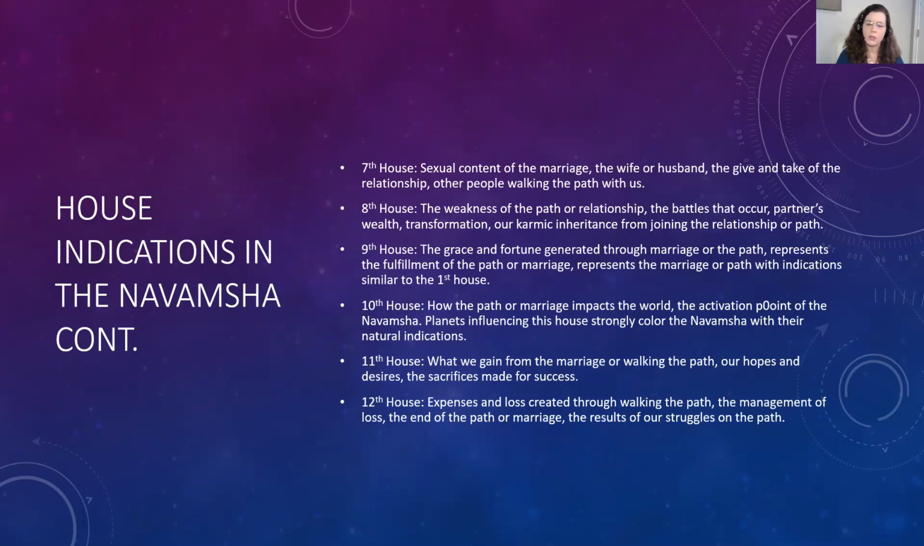The ninth house is the grace and fortune generated through marriage or the path. It represents the fulfillment of the path or the marriage. It represents the marriage or path with indications similar to the first house. The 10th house is how the path of the marriage impacts the world. It is the activation point of the Navamsha. Planets influencing this house strongly color the Navamsha with their natural indications.